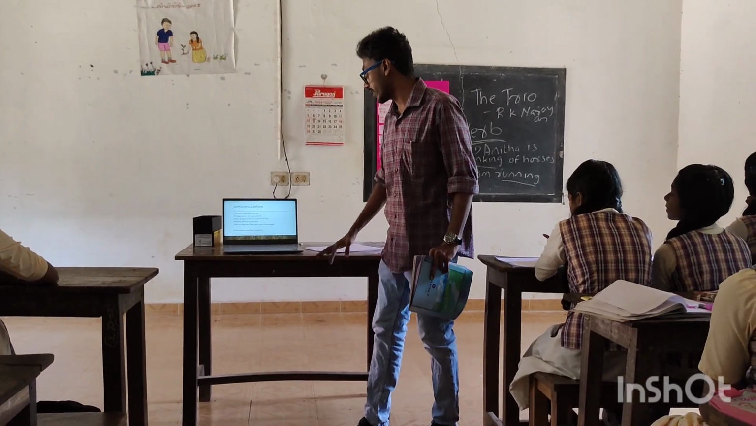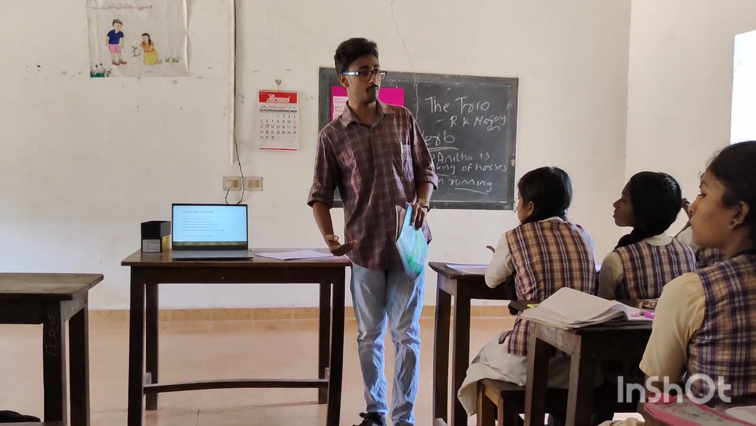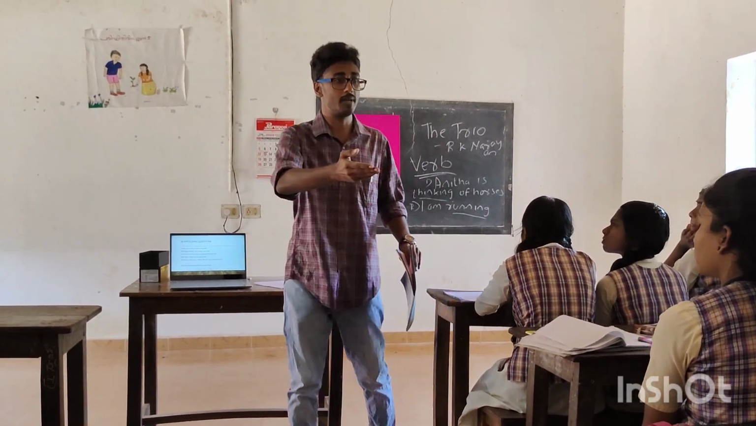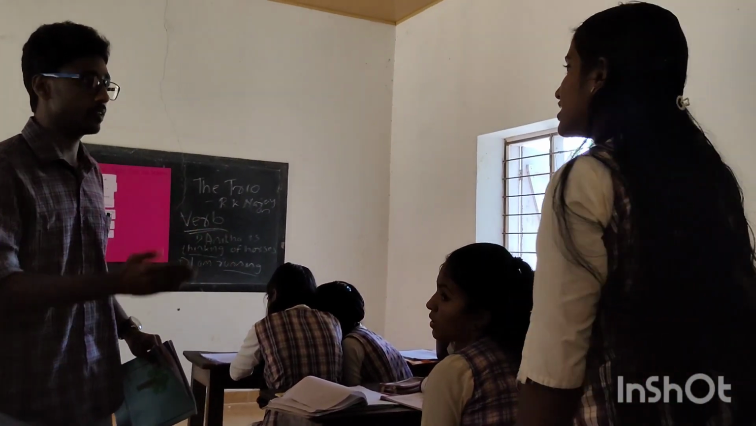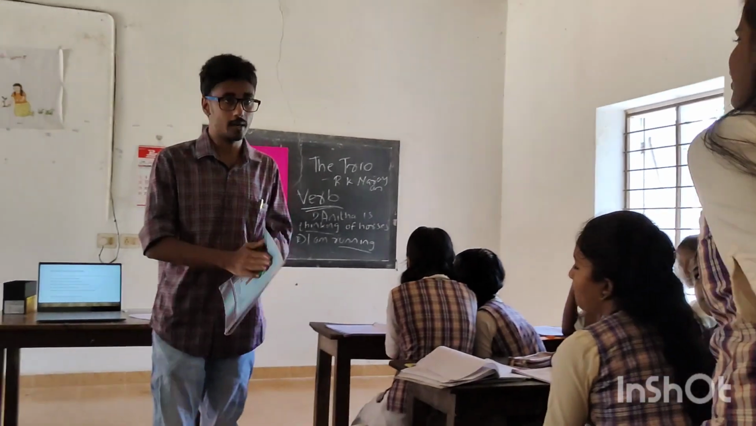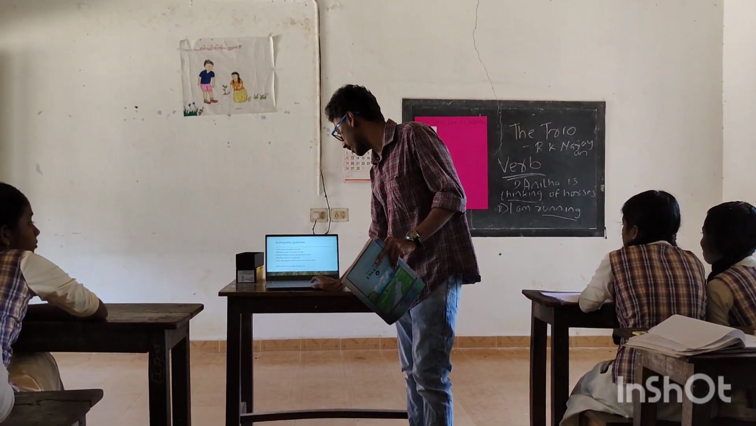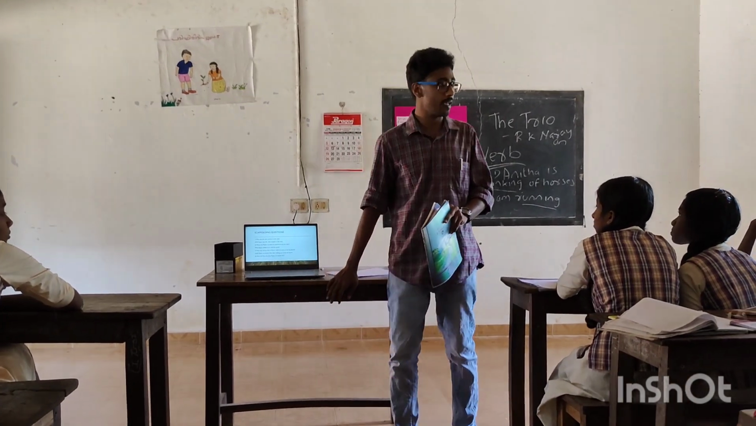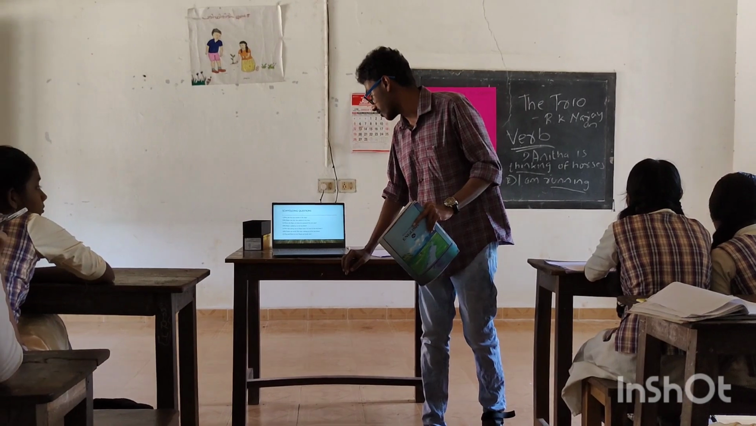Now, third question. Who was sitting next to Rajam when he came to the last bench? Mani. Yes, very good. Who was sitting next to Rajam when he came to the last bench? It was Mani, right? Rajam sat beside Mani after walking up to the last bench.